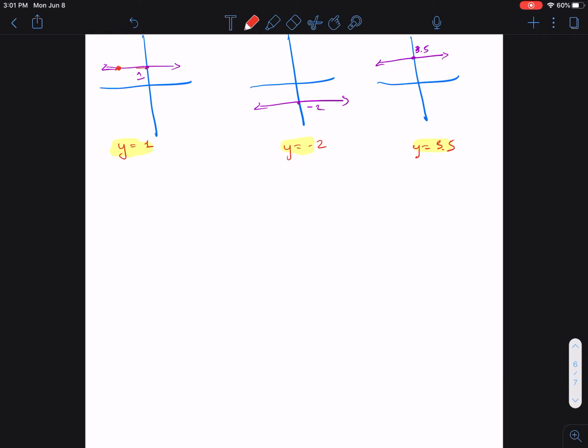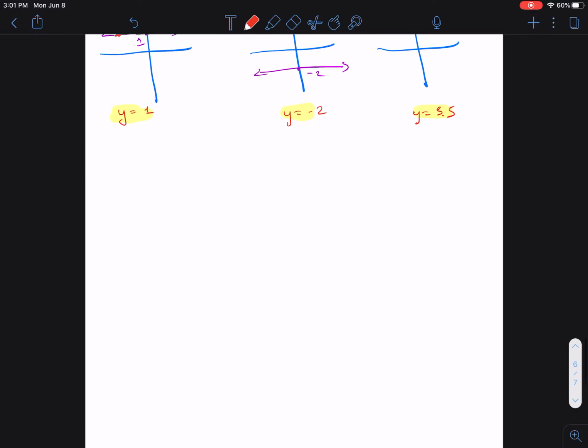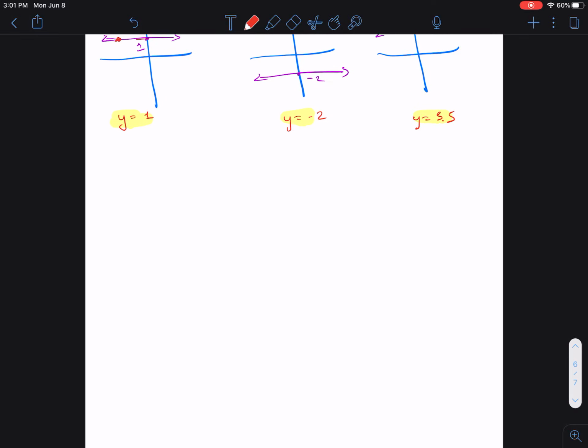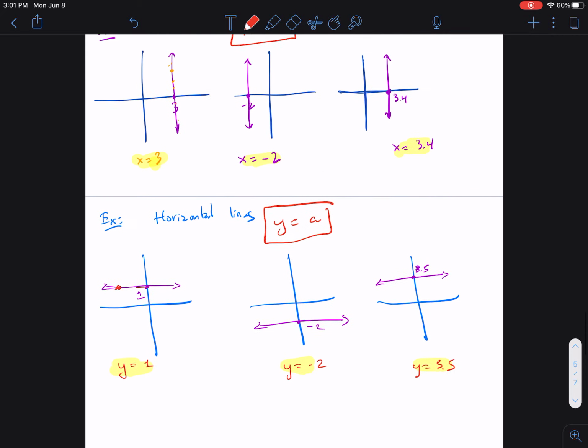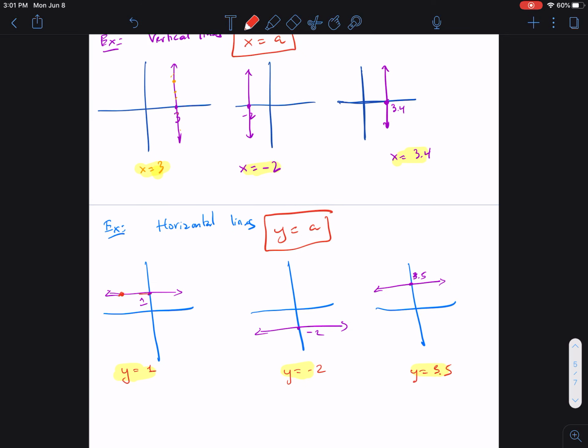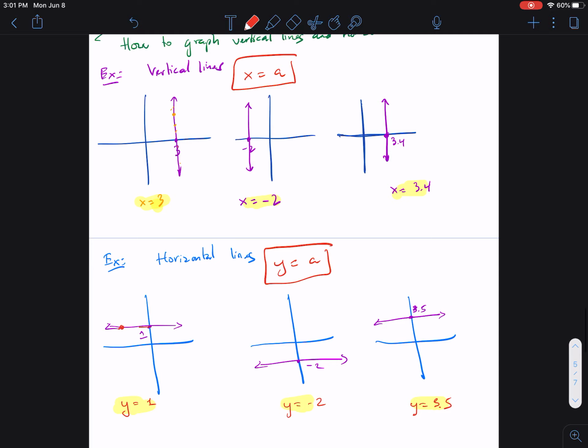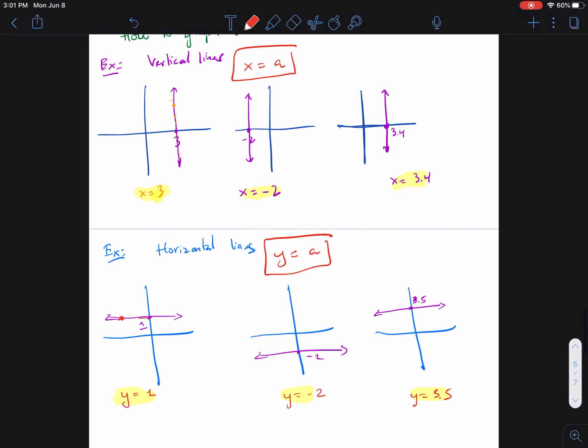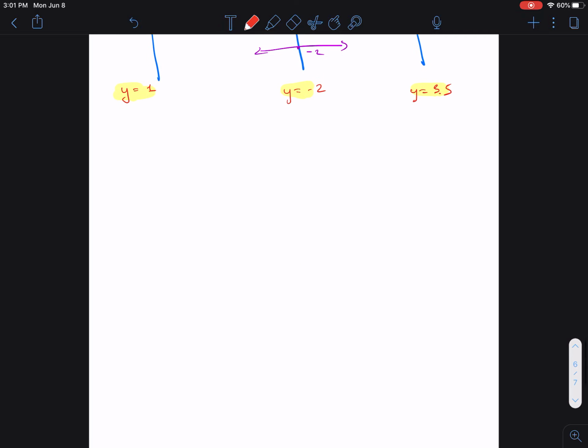Alright guys, welcome back. In this video, we're going to talk about the relationship between the slope and parallel lines and perpendicular lines. So far, in the previous video, we discussed special lines in the slope, those are the vertical lines and horizontal lines. In this video we're going to discuss parallel lines and perpendicular lines.